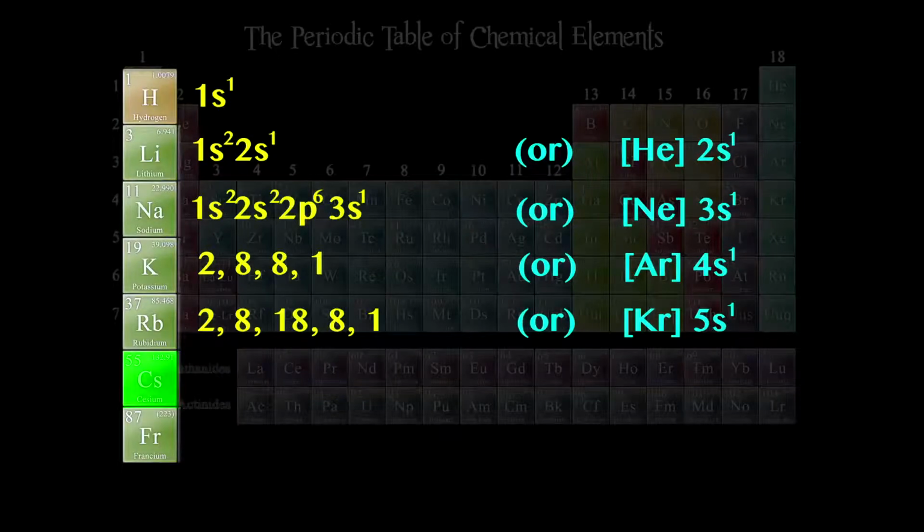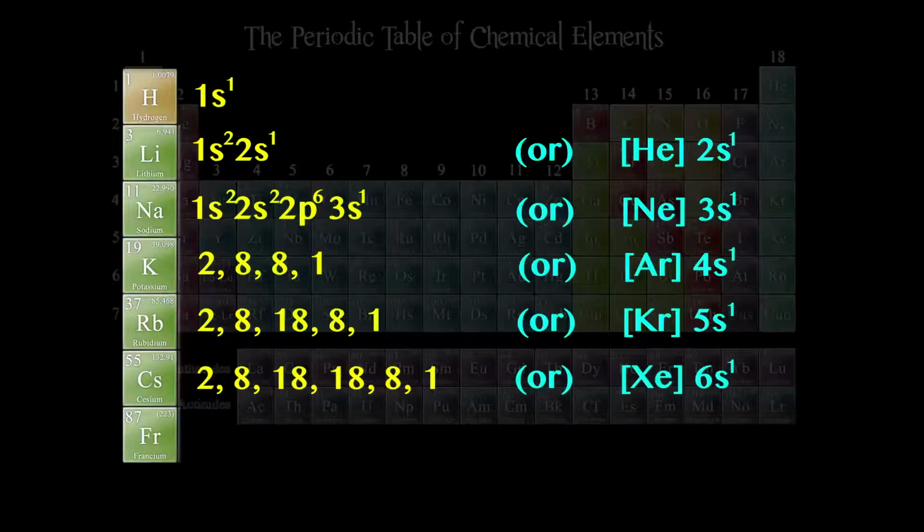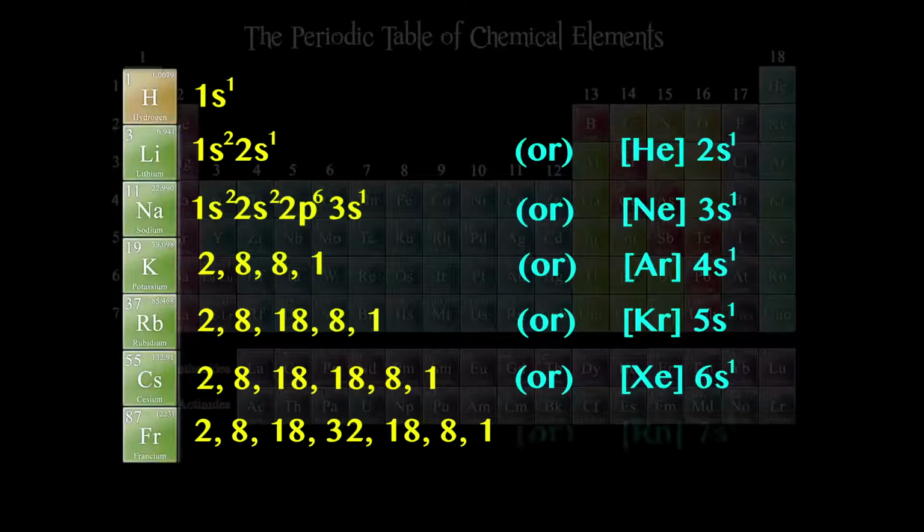Similarly, we take cesium. The atomic number is 55. The arrangement of electrons in different shells is 2, 8, 18, 18, 8, 1. The electronic configuration we can simply write as xenon 6s1. For francium, the atomic number is 87. The arrangement of electrons in different shells is 2, 8, 18, 32, 18, 8, 1. The electronic configuration can be written as radon 7s1.